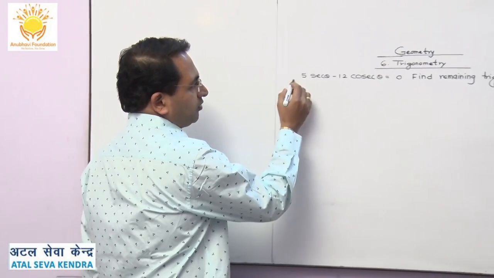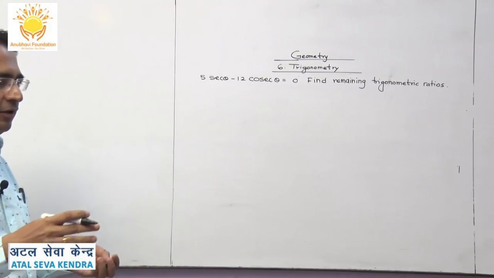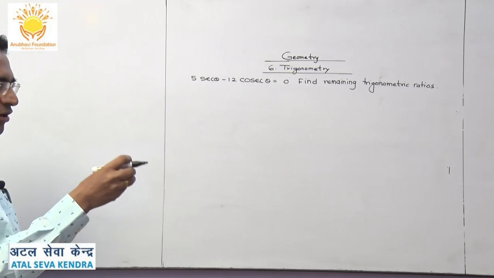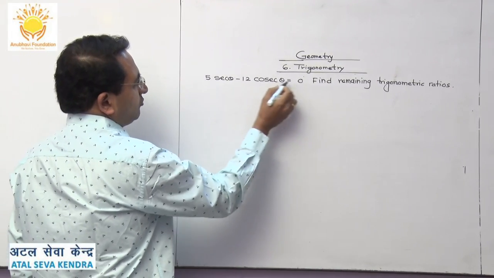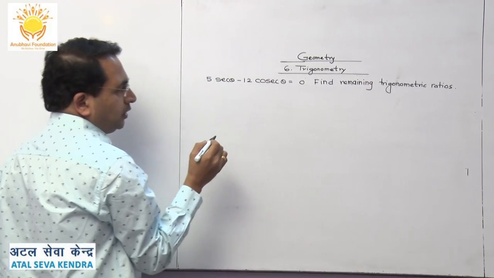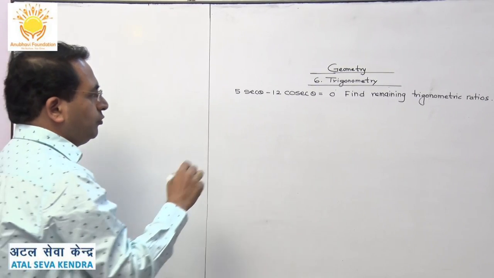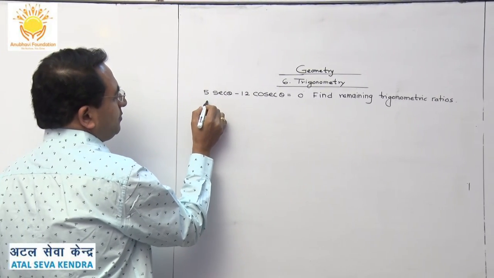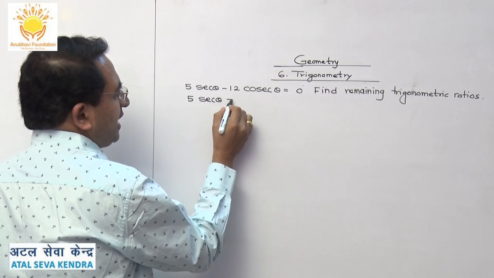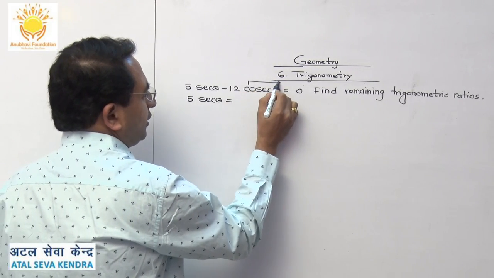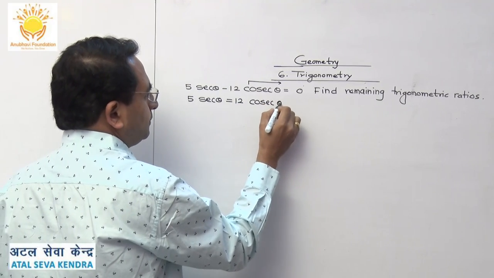See, this is one more sum, slightly different than the earlier one. They have given one of the direct functions there, either sine, cos, tan. Here it is something different. It is an equation sort of thing given to you. So basically, both the ratios you cannot take here. So I am simplifying it in a different way. 5 sec theta is equal to, this is transferred to the other side, that becomes 12 cosec theta.